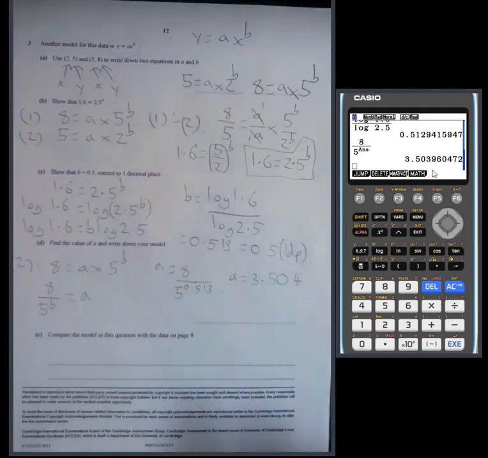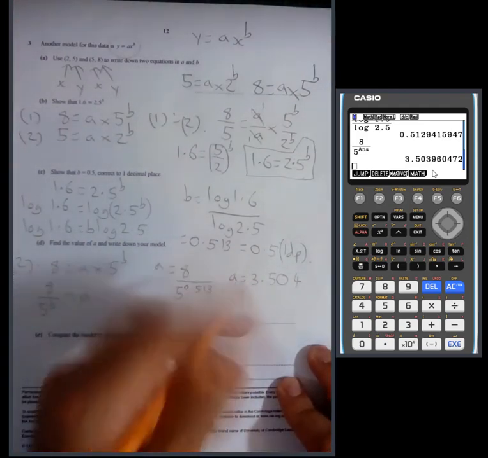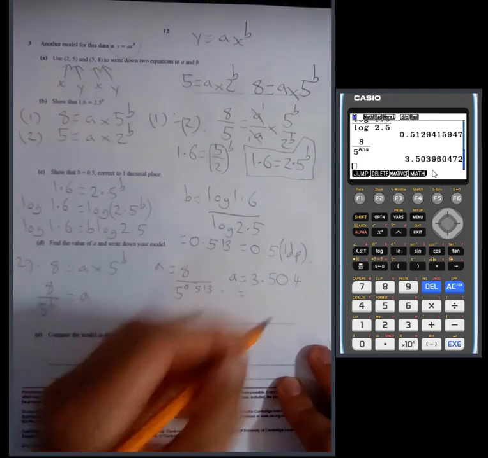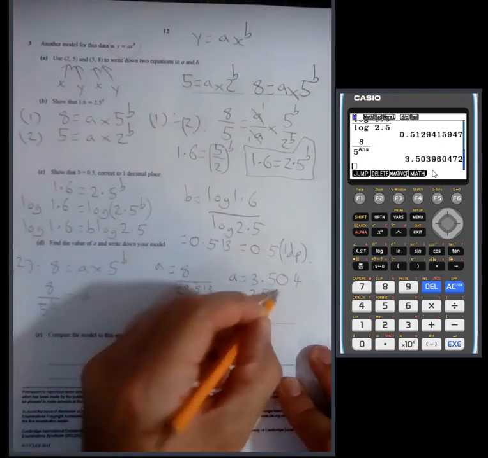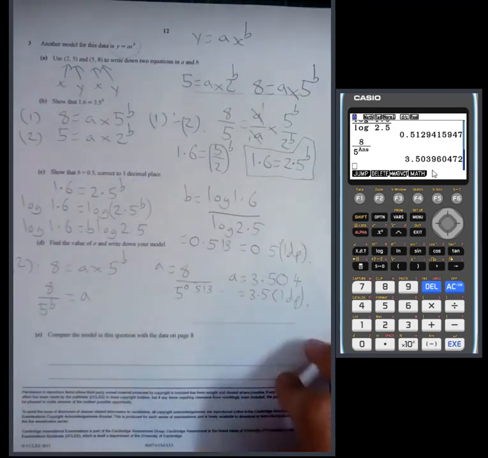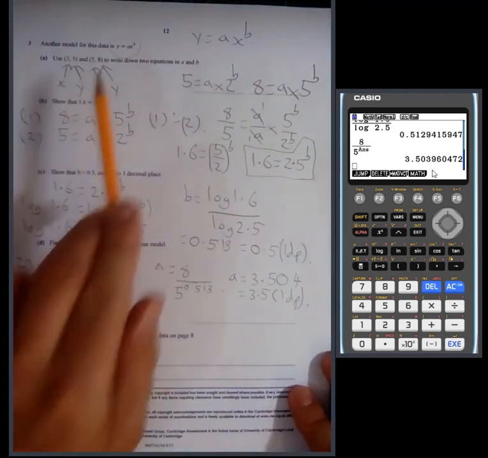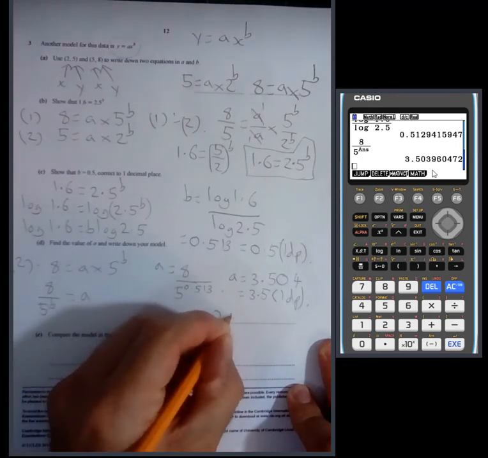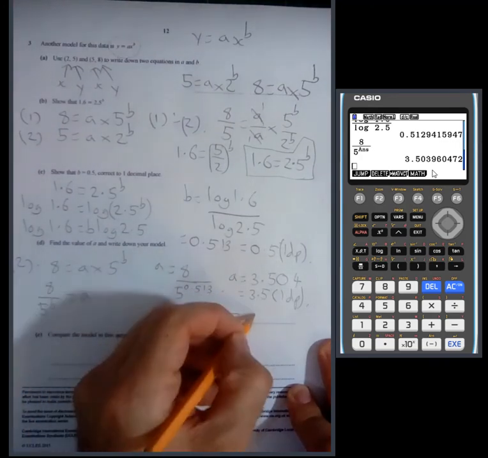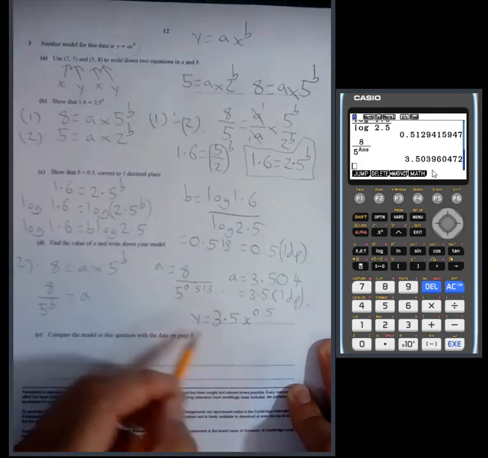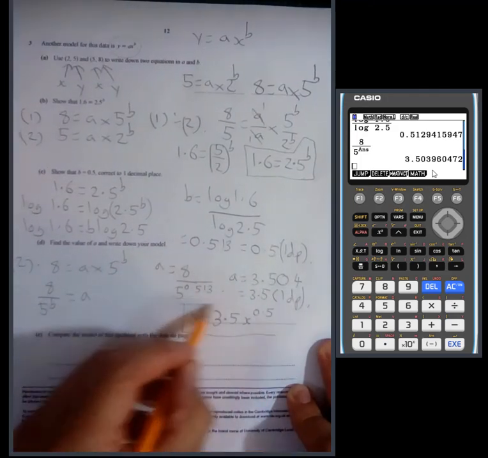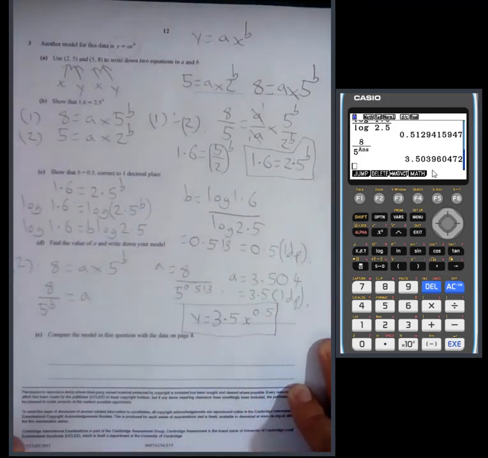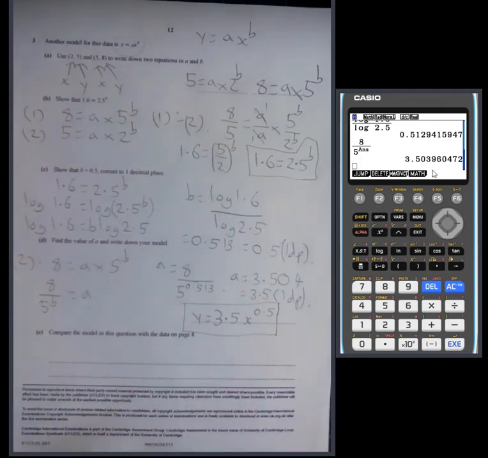3.504. So I reckon, as you were asked for b to one decimal place, we should probably give a to the same, although it doesn't say: a equals 3.5 to 1 dp. So the final model is y equals a x to the b, so y equals 3.5 x to the power 0.5. Okay, that is interesting because it's a square root graph.